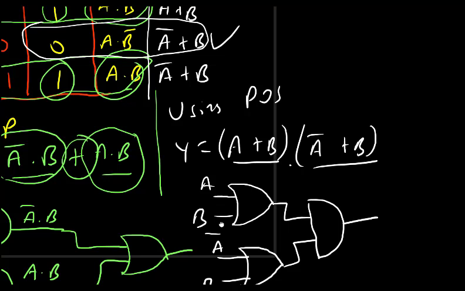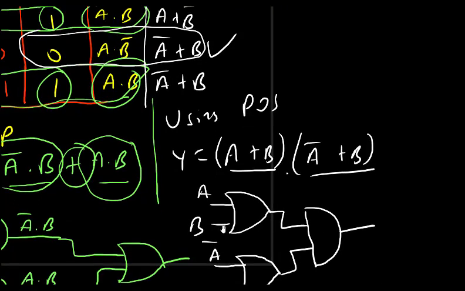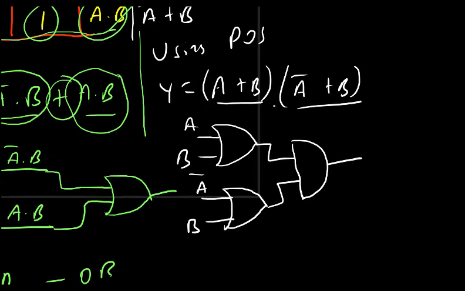So this is the SOP, and this is actually the POS form. So for POS form, this is what we have. This is OR, and this is AND, okay. So here we can show this OR AND is also equal to NOR, okay.